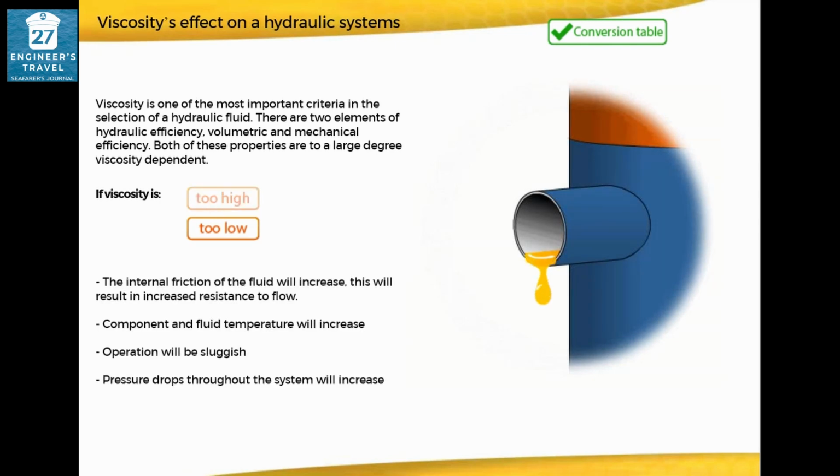The internal friction of the fluid will increase. This will result in increased resistance to flow. Component and fluid temperature will increase. Operation will be sluggish. Pressure drops throughout the system will increase.